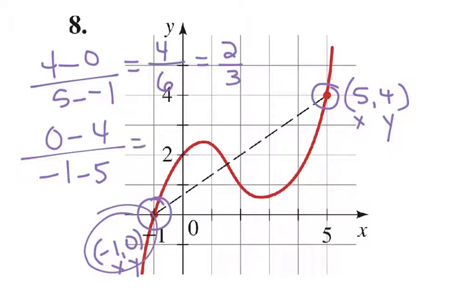In the second one, we'd have -4 over -6, and those two negatives make a positive, and you reduce the fraction. Remember to ask yourself about the reasonableness of the answer. Look at this dashed line here. It's going up from left to right. In other words, my slope should be positive. And if it wasn't positive, then we know we made a miscalculation somewhere.